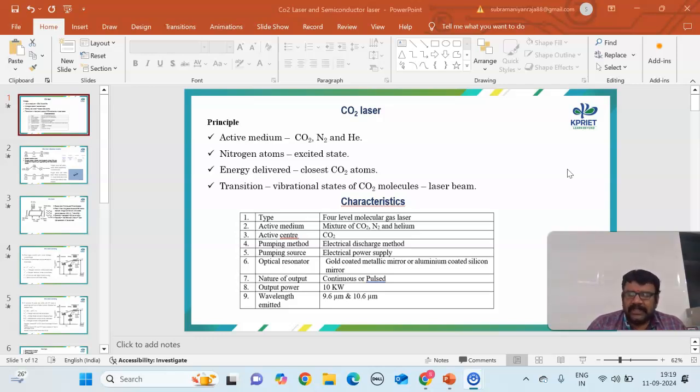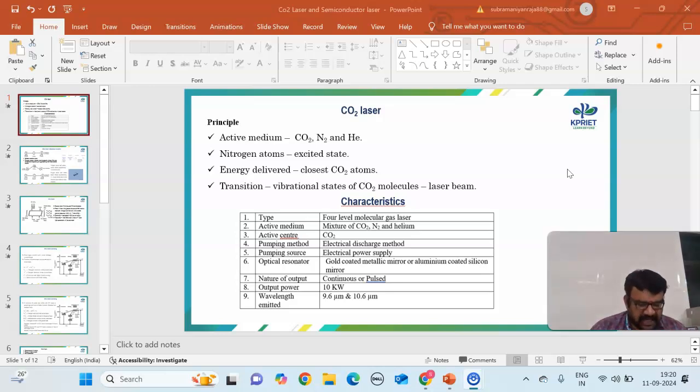So the principle is the active medium. Here carbon dioxide, nitrogen, and helium are the active medium. All these gases contribute as an active medium. The nitrogen atoms rise to the excited state, where they deliver the energy to the closest carbon dioxide atoms. As a result of energy delivery from nitrogen to carbon dioxide atoms, the rotational and vibrational states of carbon dioxide molecules get excited. As a result, the laser beam comes out from the carbon dioxide laser.